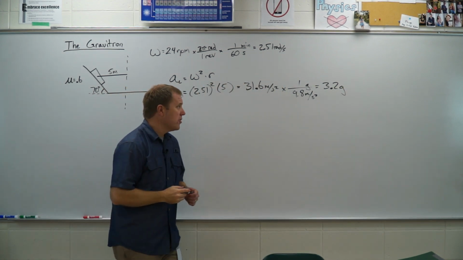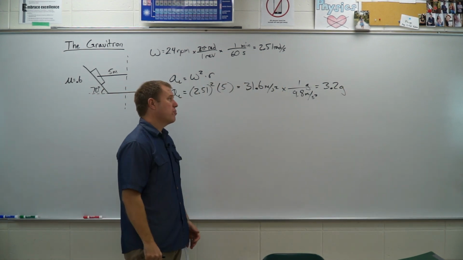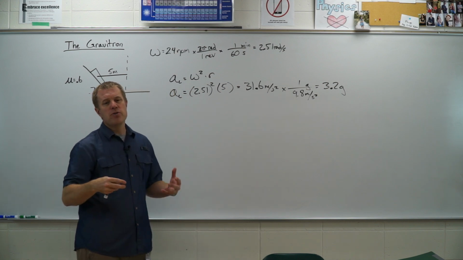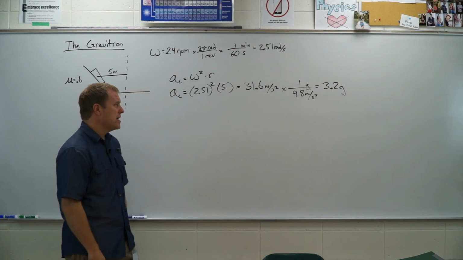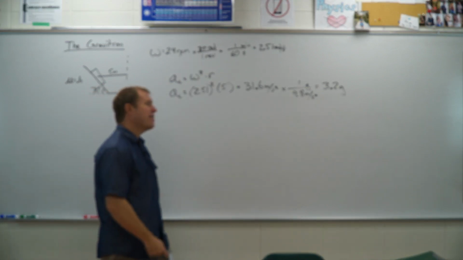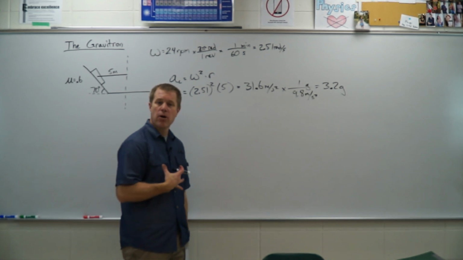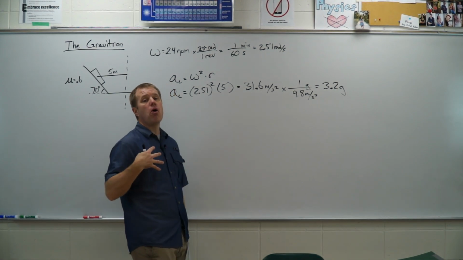Meaning if you weighed 100 pounds, you would now feel like 320 pounds. That's why you can't get up and move around very easily when you're on the Gravitron, because you have such a much heavier apparent weight against the wall.